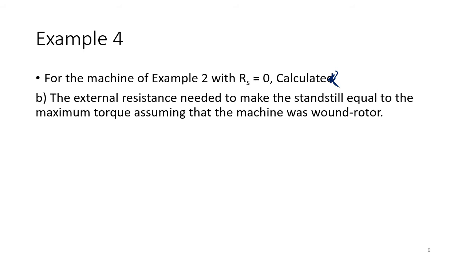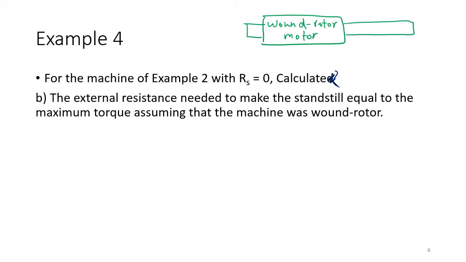Actually, in example 2, the machine was a cage motor, and I cannot emphasize enough that you cannot add any resistance to cage motors. But if these are wound rotors, we can do it. It's a very simple scheme. If it is your wound rotor motor, then you have 3 slip rings.